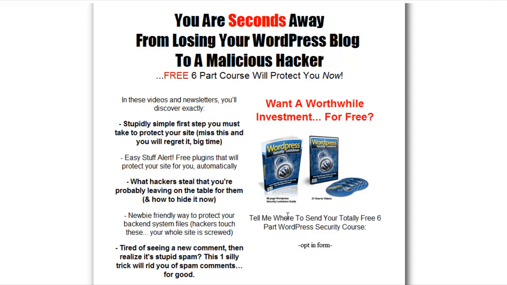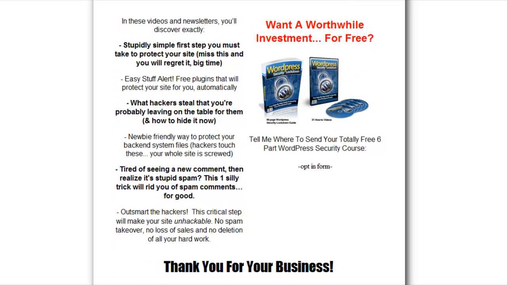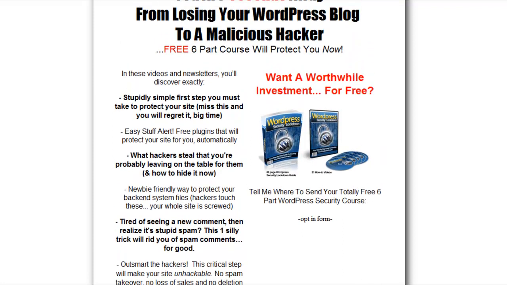And then right underneath that, tell me where to send your totally free 6-part WordPress security course and the opt-in form. So based on this right-hand side of the page alone, there is a large percentage of people who would opt in right then and there. But for those who are a little bit more left-brained, which is to say they want to know a bit more of the details about everything, their eyes will come over here to the left side of the page, which gives them a bit more information about what exactly they'll get.